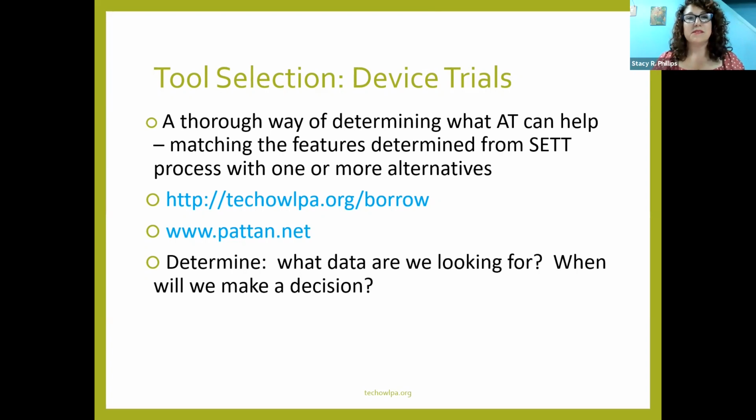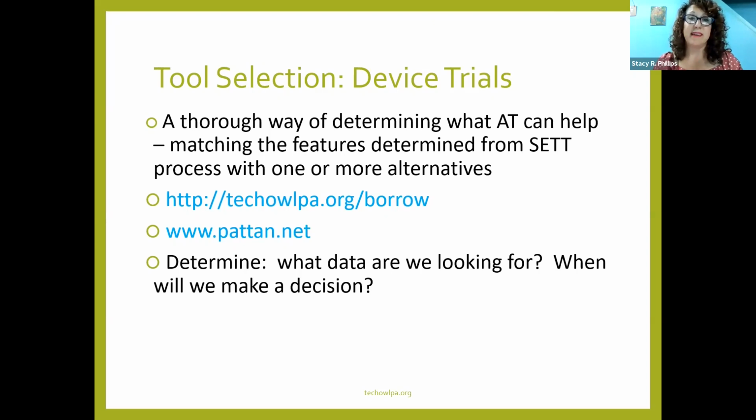All right. So the tool selection device trial is also an opportunity to look at determination. So what data are we looking for? And then when will we make a decision? So you should decide as a team right then and there, how long are we going to allow them to do a device trial? What information do we want to collect throughout that process? And when will we revisit this?